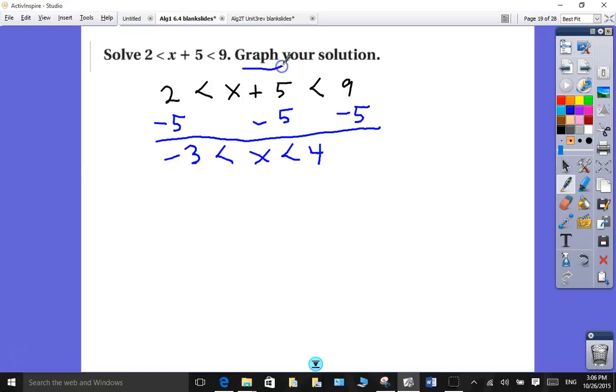Right? Graph your solution. Negative 3 is less than 4, so I'm going to put them in this order. I am going to use open circle on both because they are open circle, and I will shade in between negative 3 and 4. So again, solve three-part inequalities by isolating the variable in the middle by doing operations to all three parts.